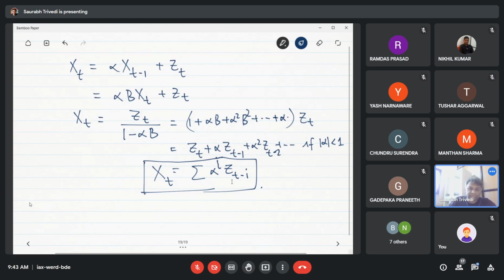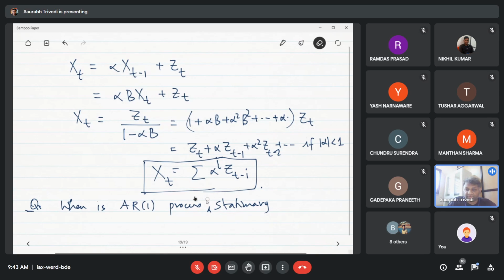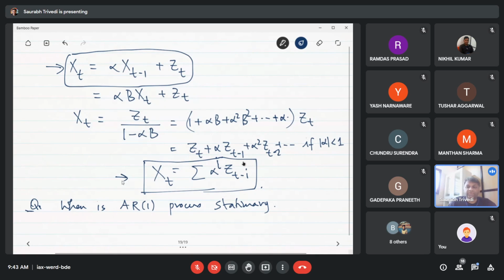So the question is, when is the AR1 process stationary, or weakly stationary? We have been using weakly stationary. So when is this process weakly stationary? Because if it is in this form, then we can't really say anything about stationarity, because we cannot really measure the variance of this. But in this case we can actually do that.